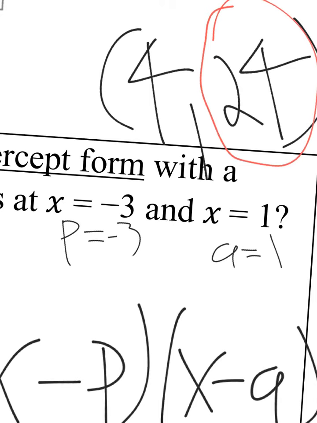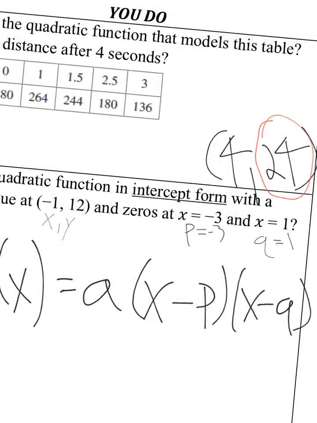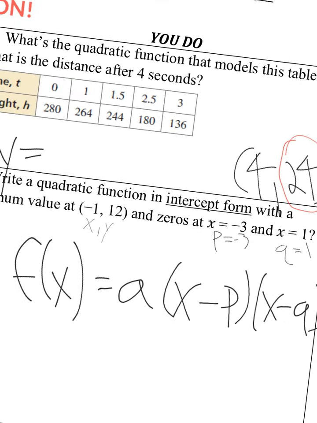So if x equals -3 and 1, then p equals -3, and this is a q. That's not a good q. I think I accidentally erased some of it. So that's not a good q either. There, now it says q. So plug in -3 and 1 for p and q, and -1 and 12 for x and y.